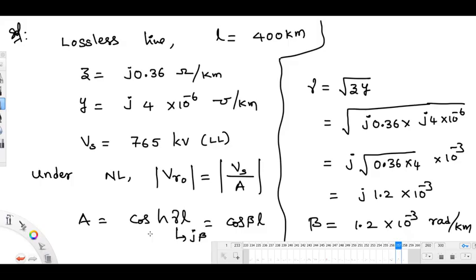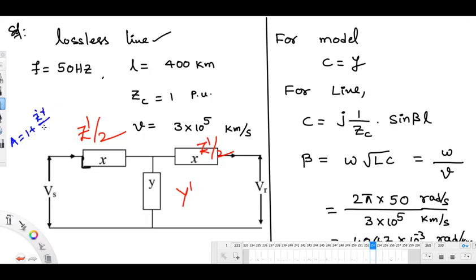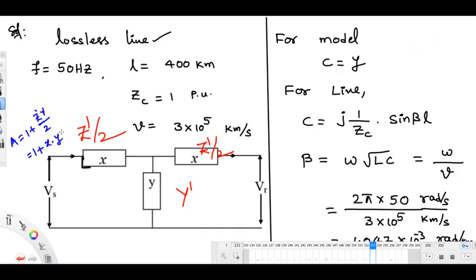Sir, in the T model question for the lossless line, you wrote A equals 1 plus XY. How? X is Z dash by 2, right? A equals 1 plus Z dash Y dash by 2. Yes, so it is 1 plus Z dash Y dash by 2. Okay, sir, thank you.